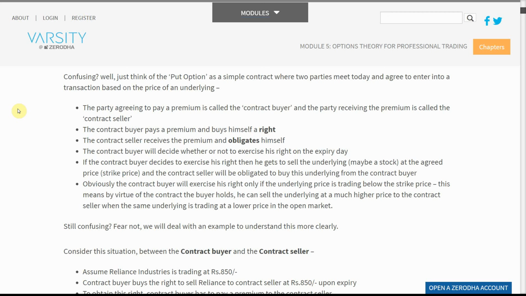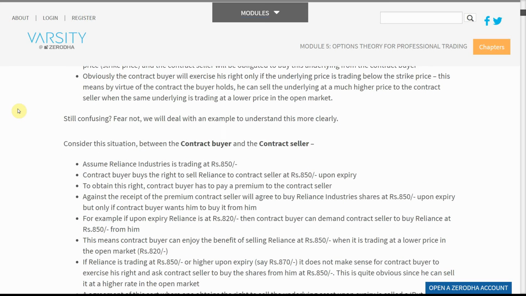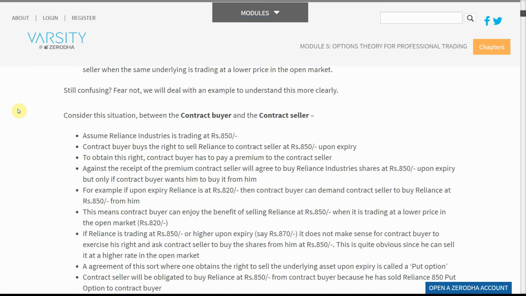Obviously, the contract buyer will exercise his right only if the underlying price is trading below the strike price. This means by virtue of the contract the buyer holds, he can sell the underlying at a much higher price to the contract seller when the same underlying is trading at a lower price in the open market. Still confusing? Fear not. We will deal with an example to understand this more clearly.